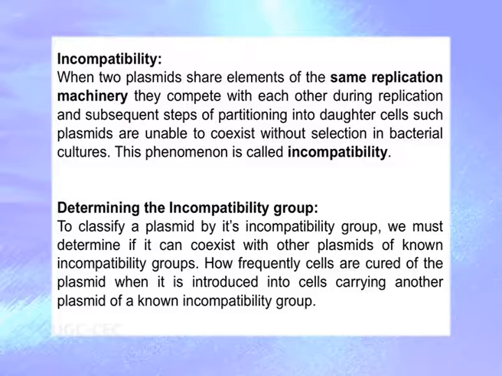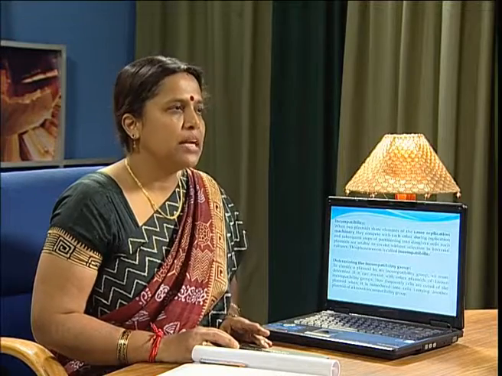And what happens as a result is that some of the plasmids get replicated very nicely, and at that cost the other one is depleted of replication, and during cell division we will see that gradually one of the plasmids is getting lost. Now the question arises: how can you determine the incompatibility of a plasmid?